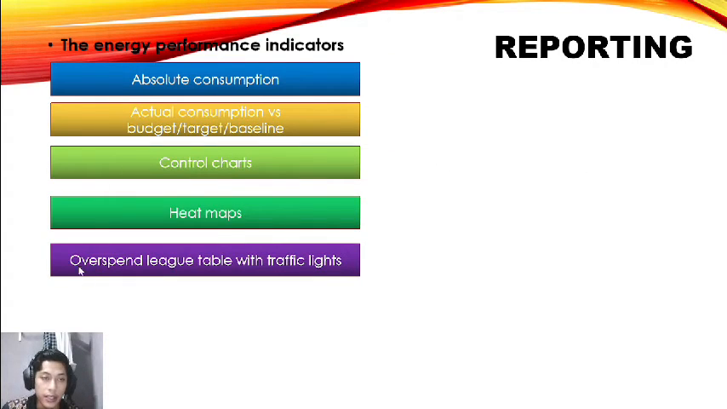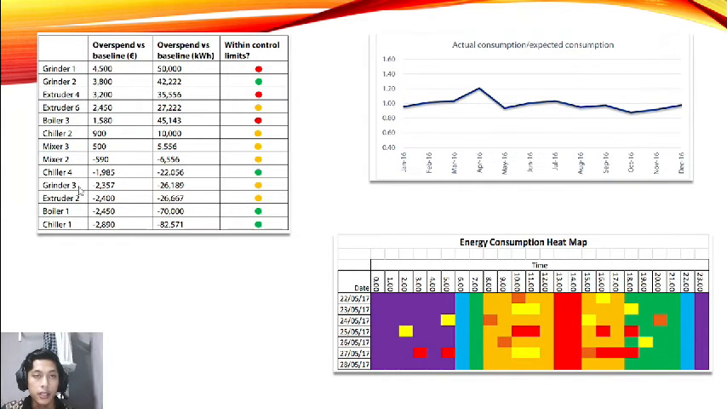So next, the overspend league table with the traffic light. This technique ranks the energy consumed in order of the overspend, so that the plant that is costing the most versus its budget or baseline is highlighted at the top. So this is the table of the overspend versus the baseline. The first column is overspend versus baseline in kilowatts with the control limit.